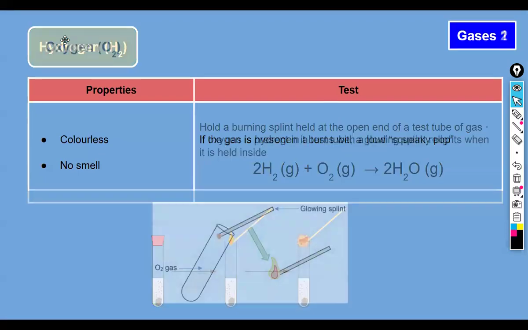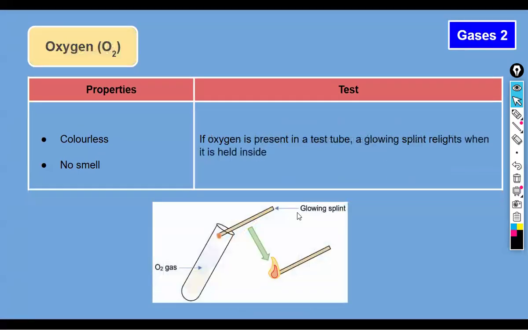The next test is oxygen, the one people mix up with hydrogen. So once again, oxygen is colorless and it has no smell, just like hydrogen. So how do you tell the difference between oxygen and hydrogen? Well, here's what you do.